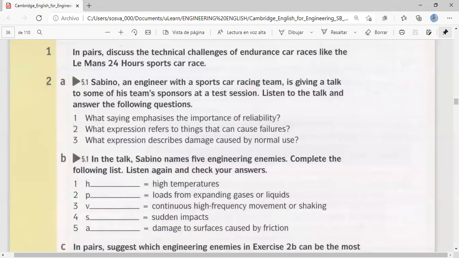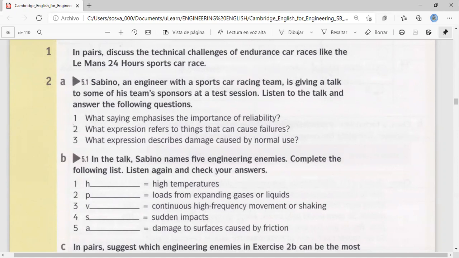Yes. Number one, what saying emphasizes the importance of reliability? Two, what expression refers to things that can cause failures? And number three, what expression describes damage caused by normal use?